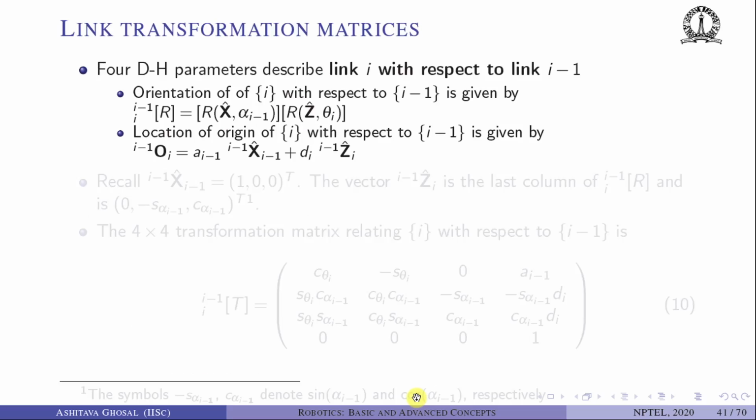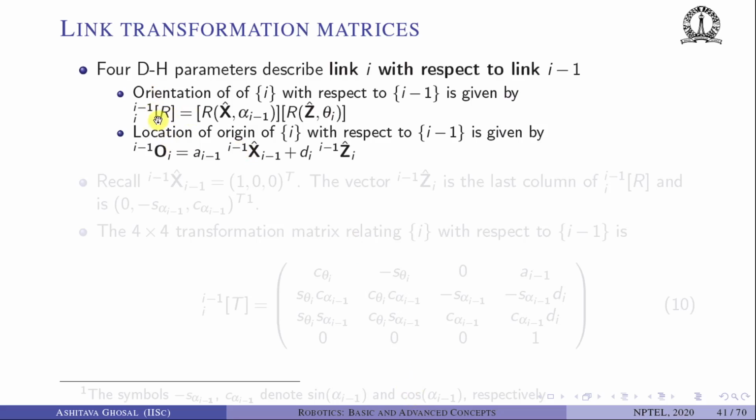Okay, so we now have these 4 DH parameters: alpha_{i-1}, a_{i-1}, d_i and theta_i. So what do we do with them? One obvious thing is to represent the position and orientation of the ith link with respect to the (i-1)th link. So what is the orientation of link i with respect to i-1? We'll go back to the figure, but let's just write mathematically first.